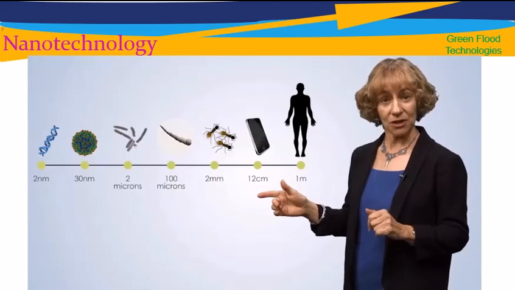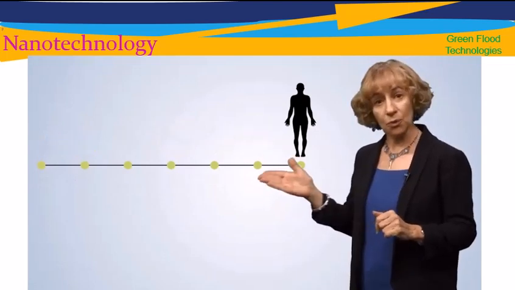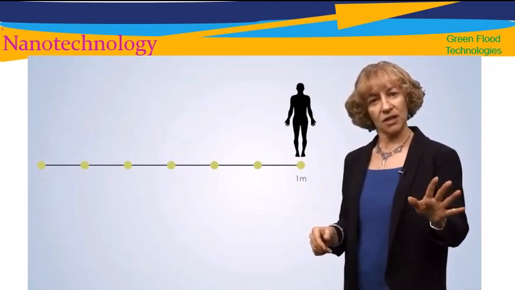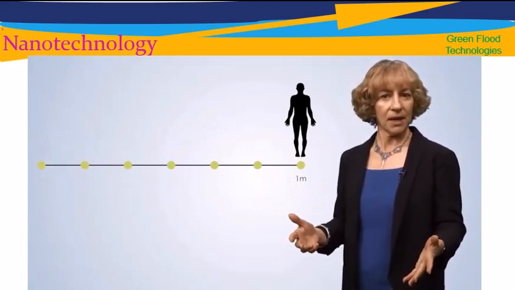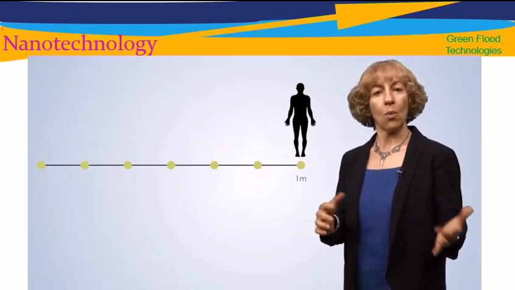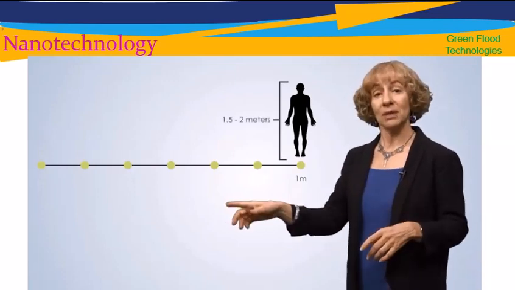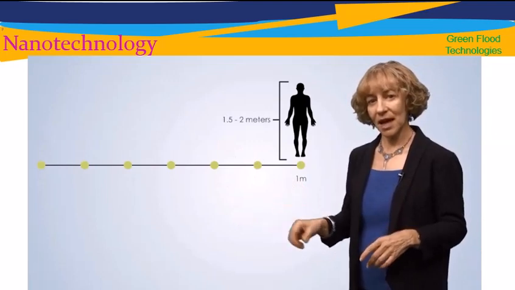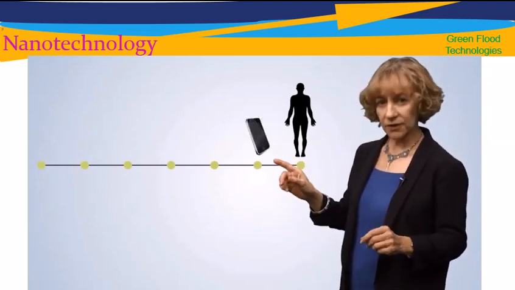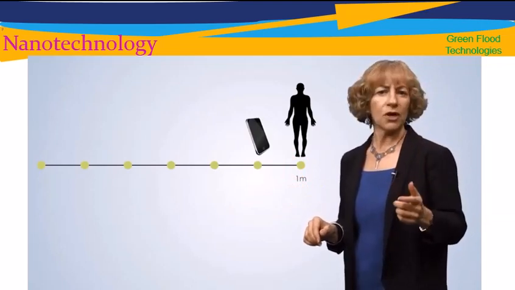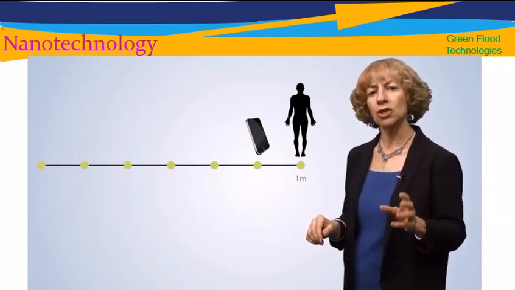So, nearly 2 meters tall on the tall side. Now let's move to the left along the scale bar and consider smaller objects. A mobile phone is about 0.12 meters, or 12 centimeters long. Continuing on to smaller objects are insects, such as ants. These ants are about 2 millimeters long. So we're now at the millimeter scale, or 1/1000th of a meter.